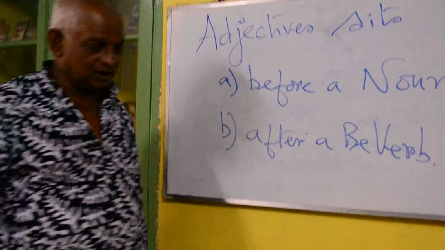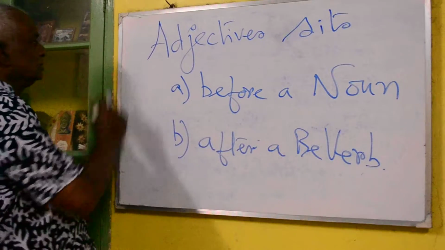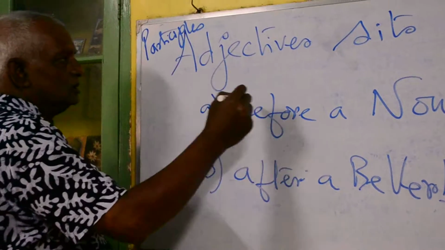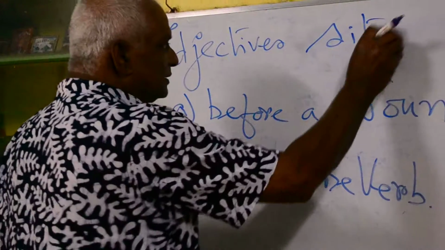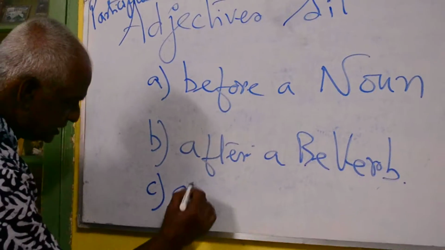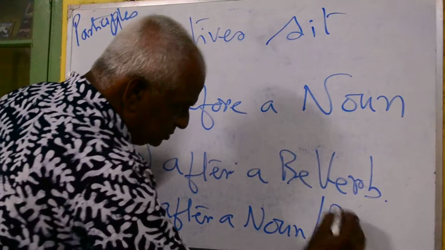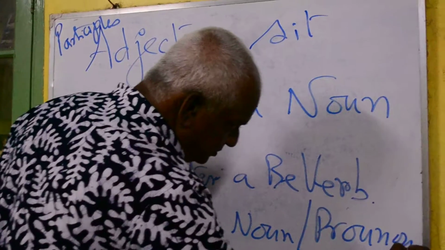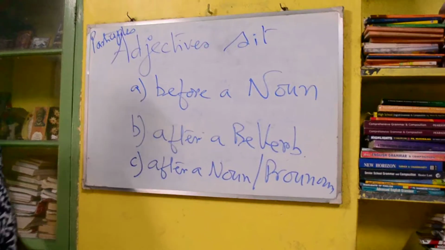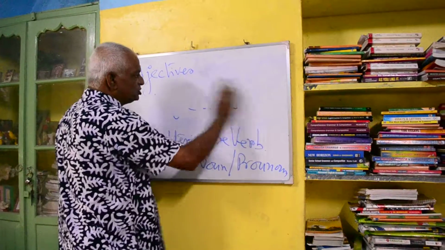Sometimes another kind of adjective is there that is known as participle adjective. Participle adjectives sit before a noun, after a be verb, or after a noun or pronoun. Clear? Another thing for adjectives, I must mention that some adjectives are always followed by a preposition.